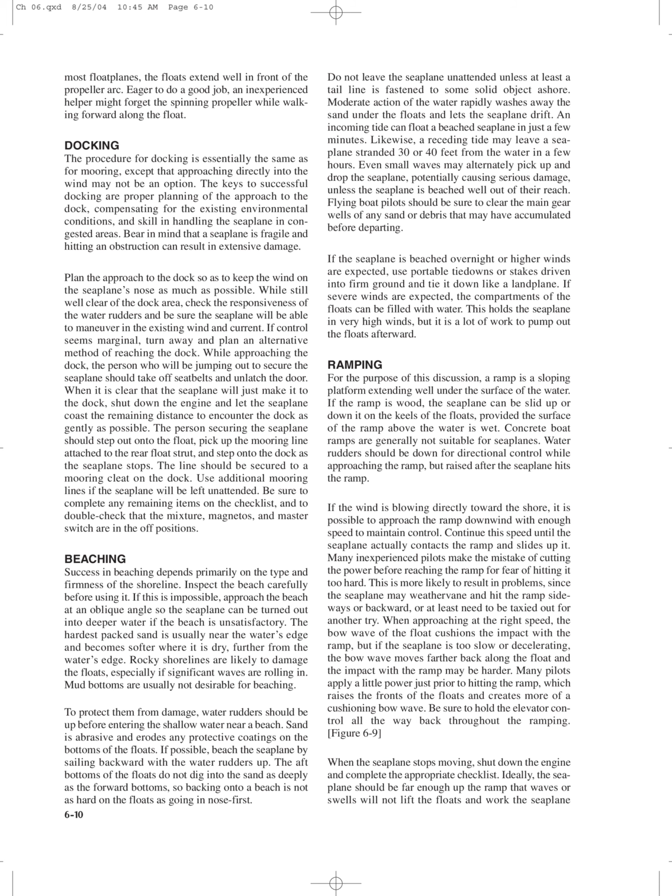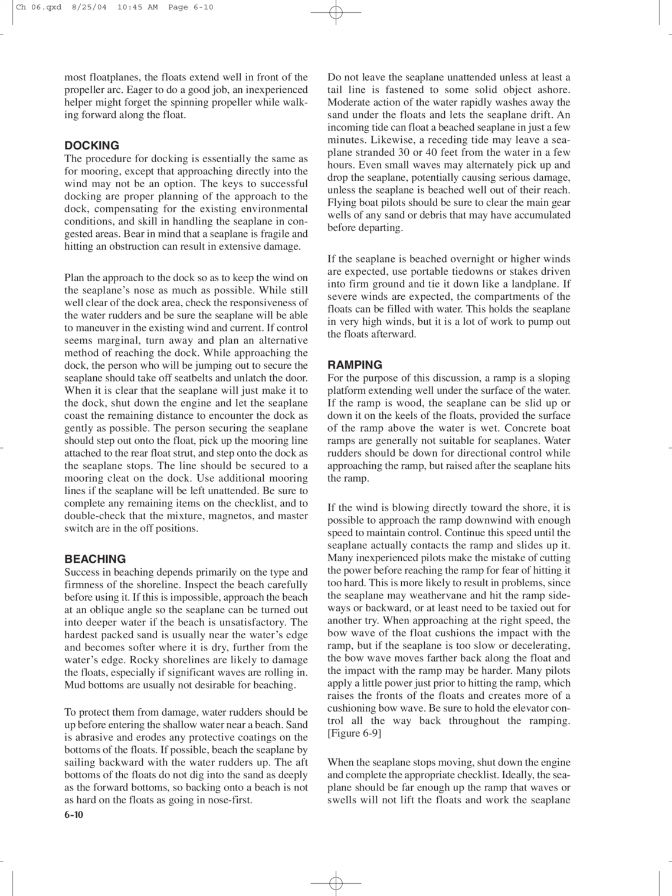If the wind is blowing directly toward the shore, it is possible to approach the ramp downwind with enough speed to maintain control. Continue this speed until the seaplane actually contacts the ramp and slides up it. Many inexperienced pilots make the mistake of cutting the power before reaching the ramp for fear of hitting it too hard. This is more likely to result in problems, since the seaplane may weathervane and hit the ramp sideways or backward, or at least need to be taxied out for another try.